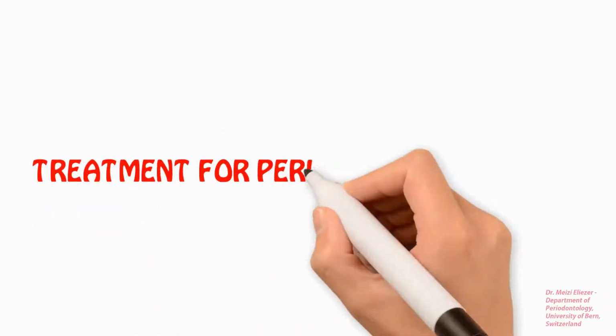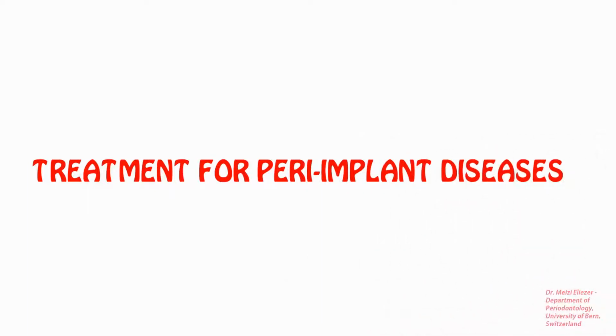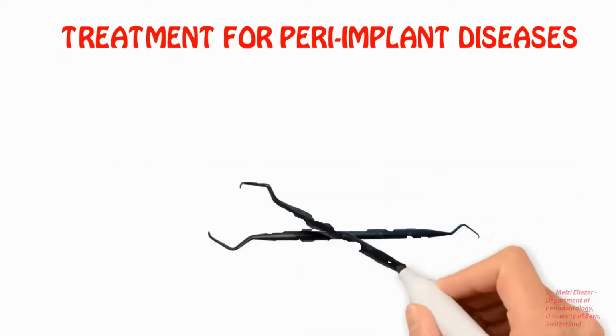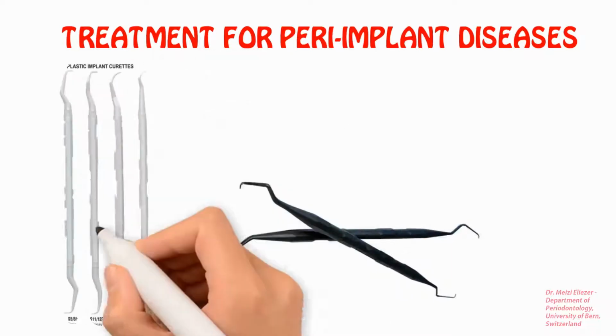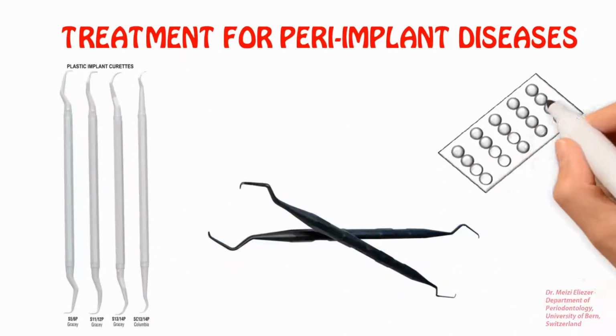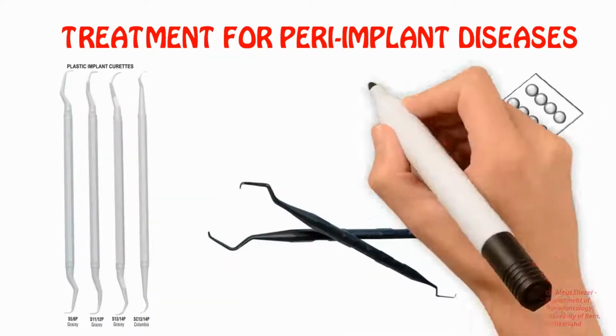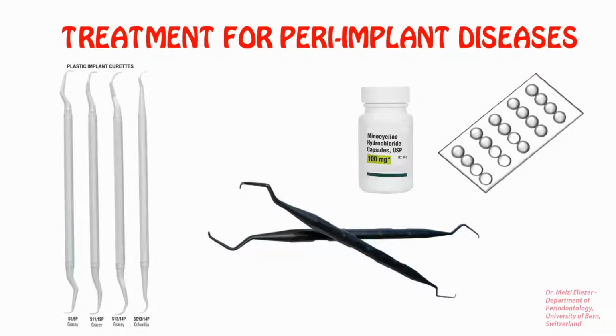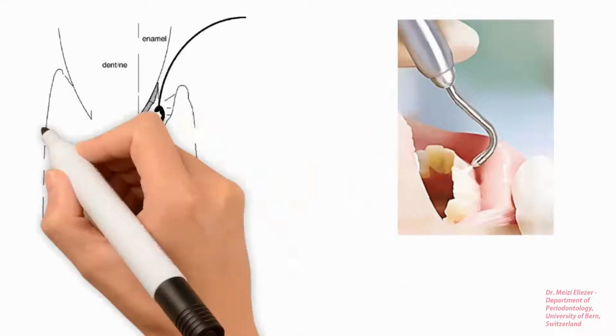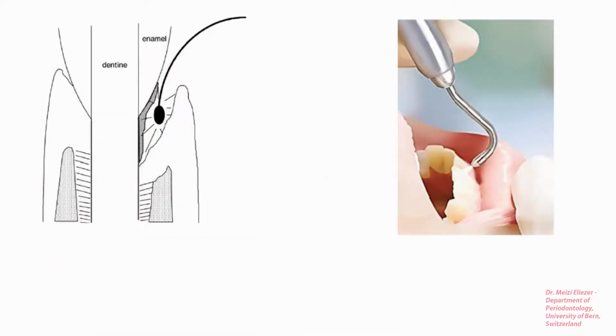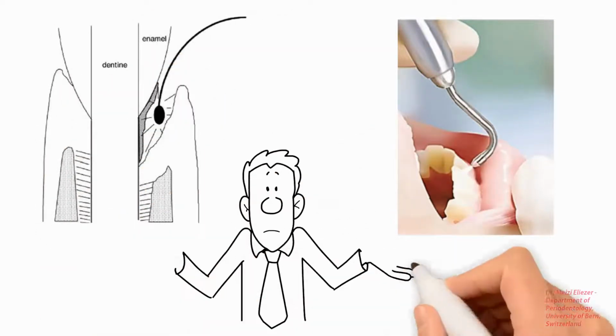But what kind of treatment would you propose to treat peri-implant diseases? Would you choose titanium curettes alone, plastic ones, or would you add adjunctive therapy like systemic antibiotics? Or would you prefer to add local antibiotics? Shall we use powder air polishing? Shall we use photodynamic therapy? What is the right treatment in this situation?